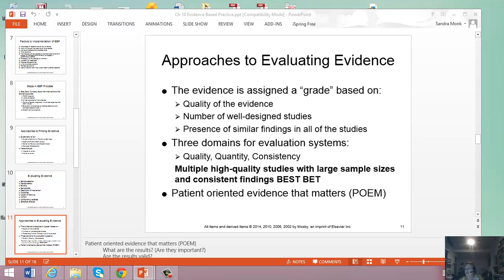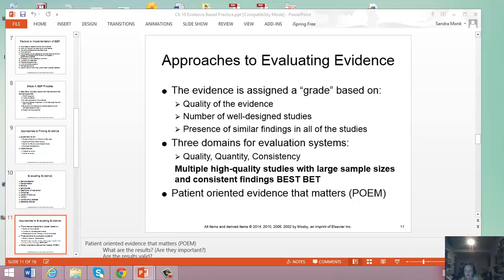The evidence is assigned a grade based on the quality of the evidence, and a number of well-designed studies is preferable. And you want to have presence of similar findings in all of the studies that are going to support what you are going to try to do, the question that you're trying to answer. And three domains that you're looking for when you're evaluating: you want to look for quality, quantity, and consistency. So this is a good concept to remember, that multiple high-quality studies with large sample sizes and consistent findings are your best bet.